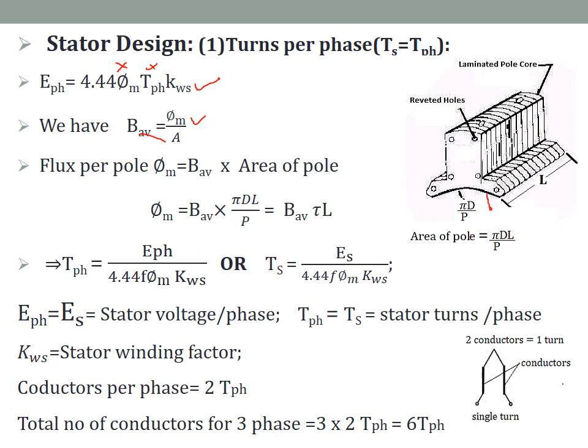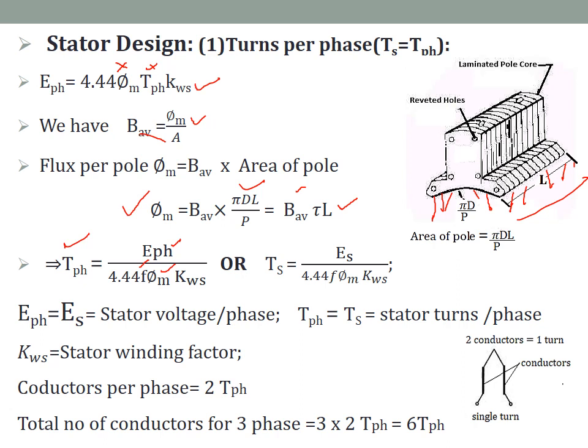Now this is the flux. Flux is generated in this pole area, under this pole area. So this is pi D, this is L. Pi D L by P gives the pole area for one pole. So phi m is equal to B average into tau, where tau is the pole pitch pi D by P, into L. Once you find phi m, we can substitute it here so that we can find TPH. The rest of the values are known: EPH, frequency, and KWS. We can find TPH.